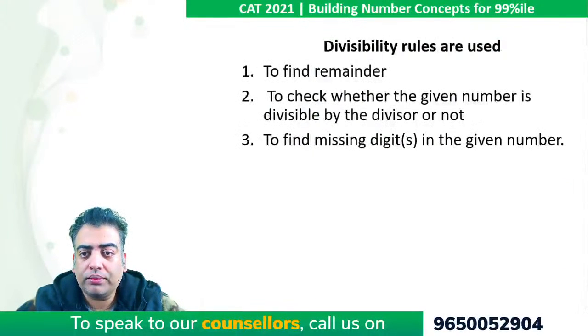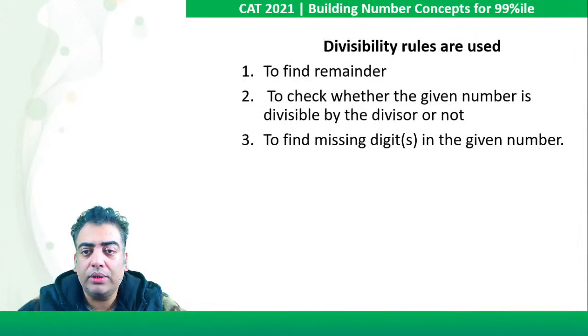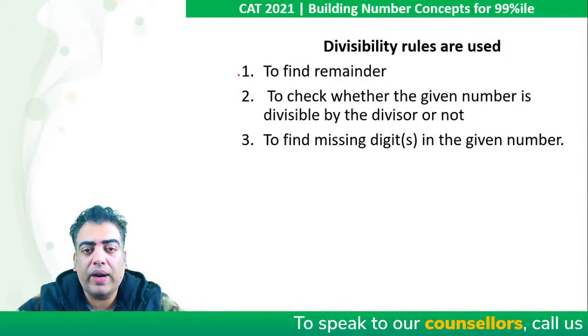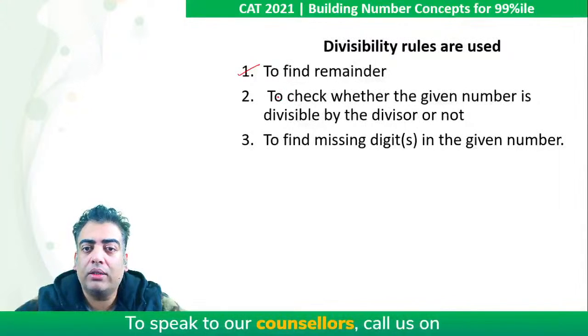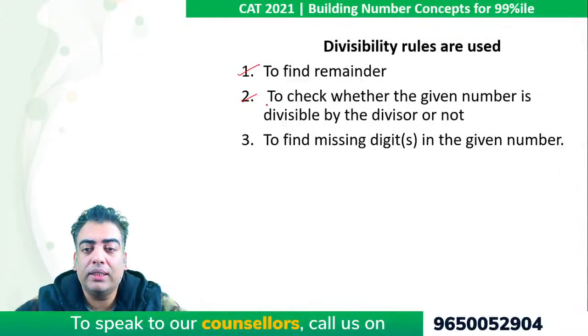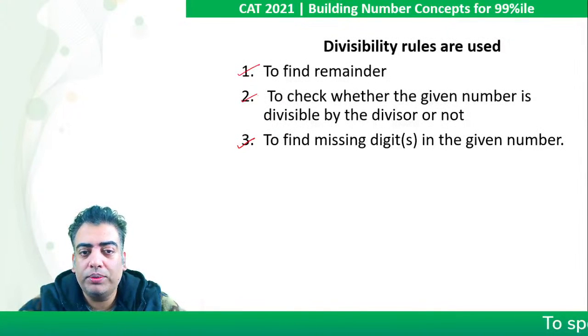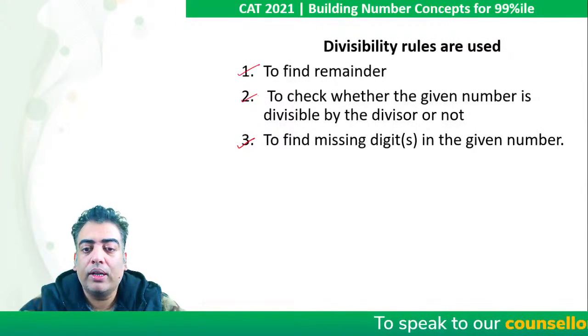Now, let's start with the concept of divisibility rules. First of all, we need to understand why we will be using divisibility rules. Divisibility rules are used to find remainders with great ease, to check whether the given number is divisible by the divisor or not, and to find missing digits in the given number. These are the three main objectives of using divisibility rules.